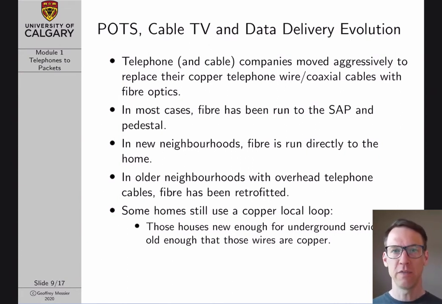The only houses that are still more reliant on their copper infrastructure were houses that are new enough to be in neighborhoods without power poles, but old enough that all of their underground services, like the underground wires that would have been run to their house, would have been copper. And so these are houses that were built kind of in the 80s and 90s. There's no power poles in these neighborhoods, but neither is there fiber optic cable.